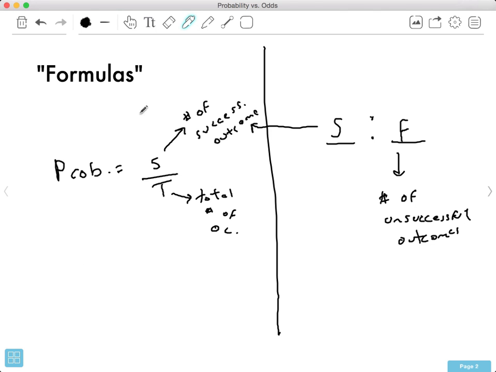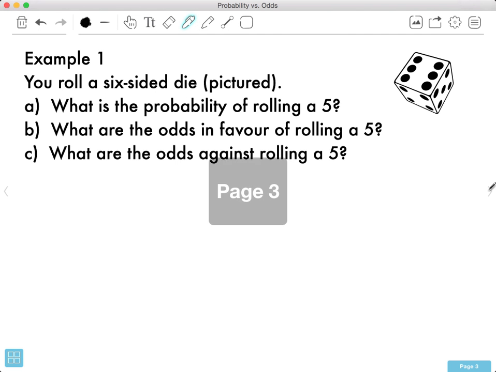So instead of talking about it in an abstract way, let's look at a couple examples that illustrate this. In the first example, we're going to roll a 6-sided die pictured here. What is the probability of rolling a 5? Well, on a 6-sided die, your total number of outcomes is 6, because there are 6 possible things that can happen. Rolling a 5, there's one face that has a 5 on it, so you have one successful outcome out of 6.